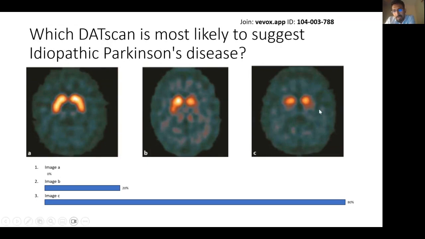You will see option C more commonly with Parkinson's plus, which can be asymmetric. If you could quickly recall that we are talking about red flag signs, symmetric involvement is one of the red flags, and you will see symmetric involvement in Parkinson's plus rather than idiopathic Parkinson's disease.